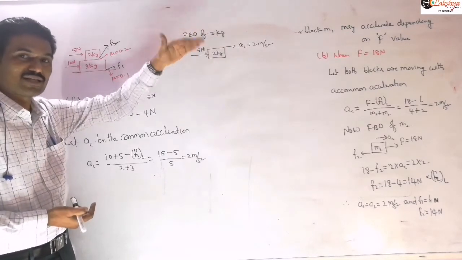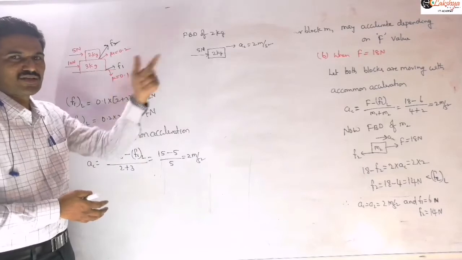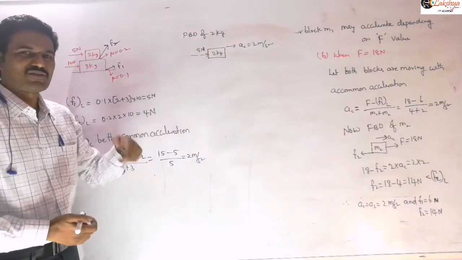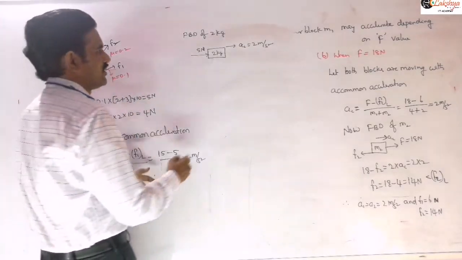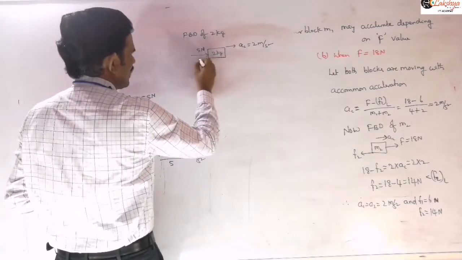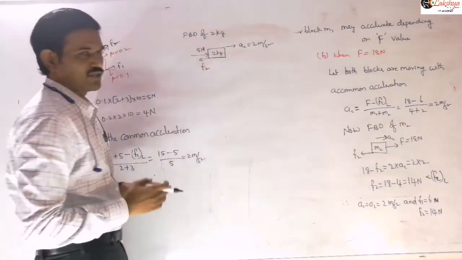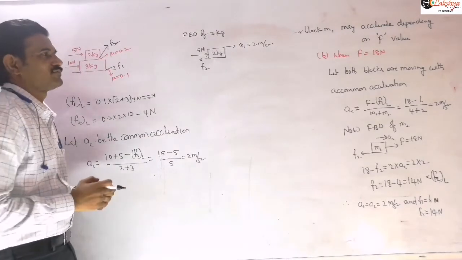Now the acceleration is less than that. Now the acceleration is only 2. That means the friction must be opposing force here. So that means now here this friction must be there along this direction, F2. Is it clear? The direction of the friction force.